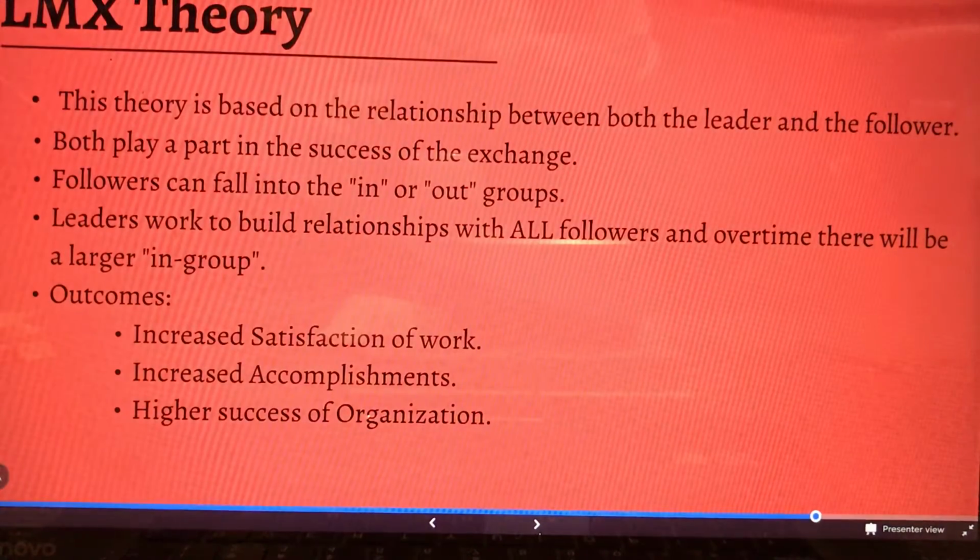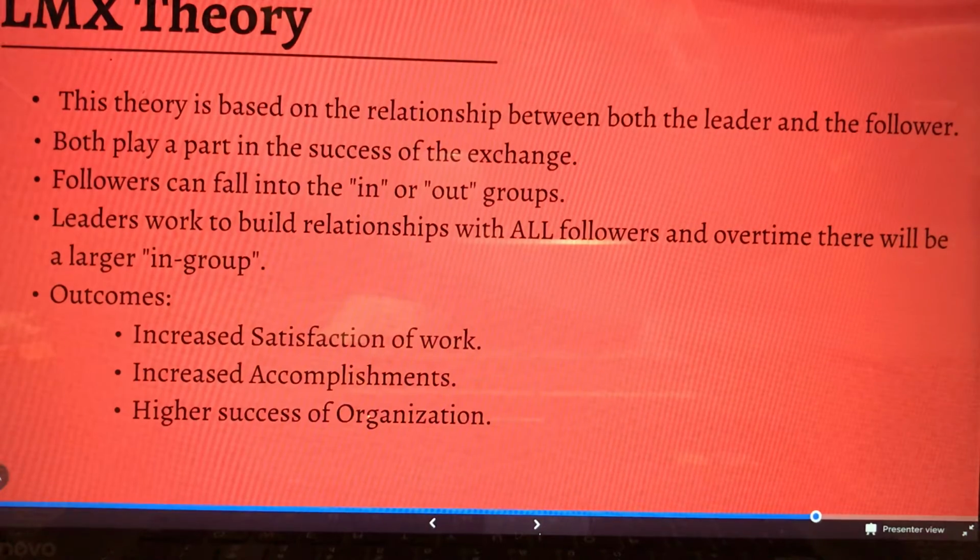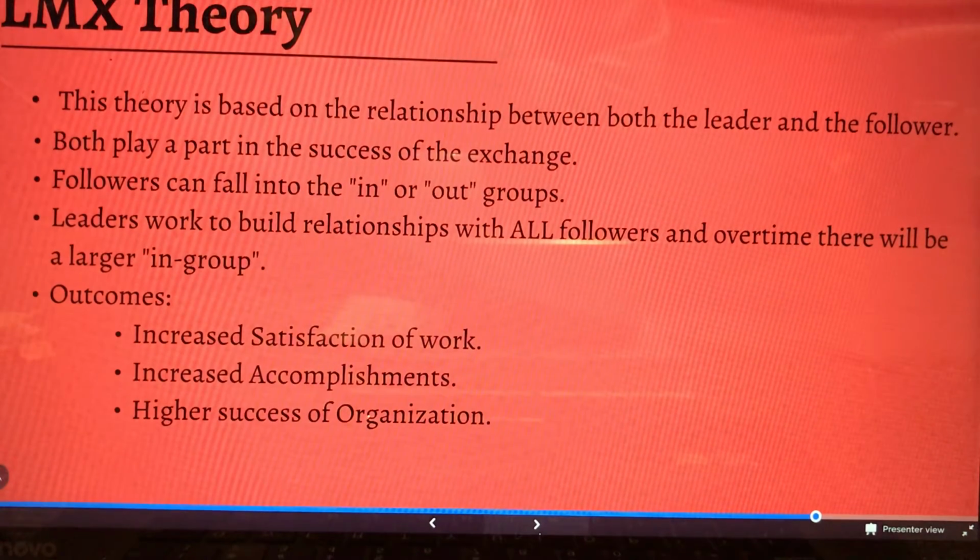And this really jumps into the in and out groups. As a leader, you have to recognize you have members in the in group and members in the out group. How can you work to increase the satisfaction of work and accomplishments with your followers? By investing in them, by growing those relationships, and it really can have a high impact on your organization.